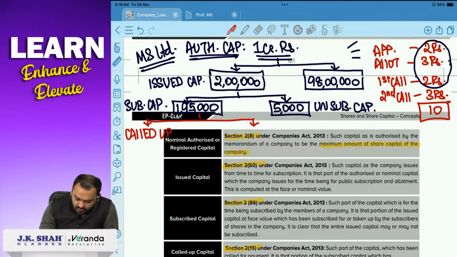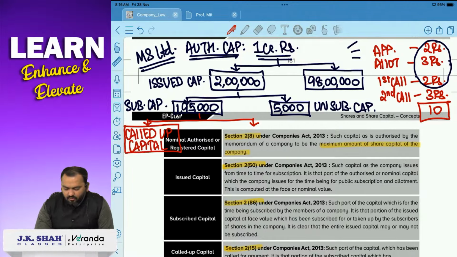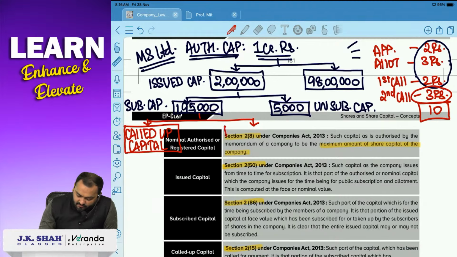This is called called up capital. Okay. Now tell me, what is uncalled capital? The amount for which the company has not yet demanded payment. That amount is 3 rupees. That is called uncalled capital.